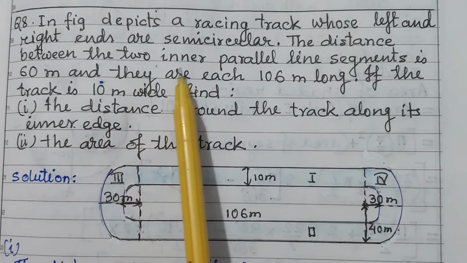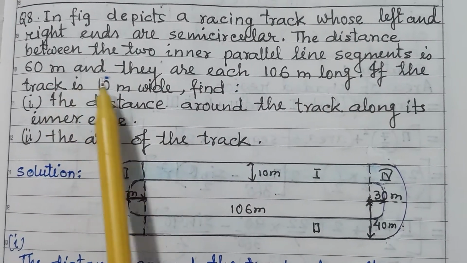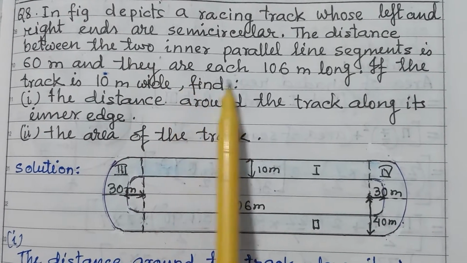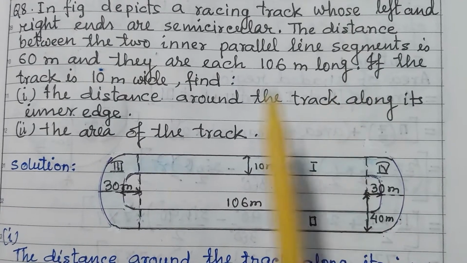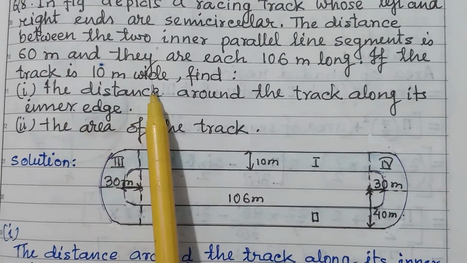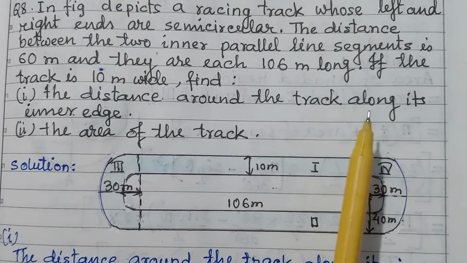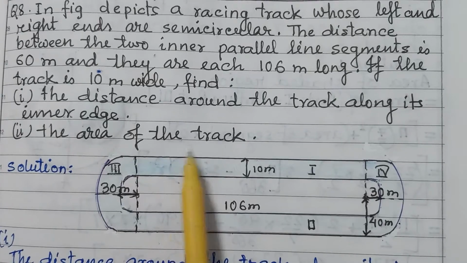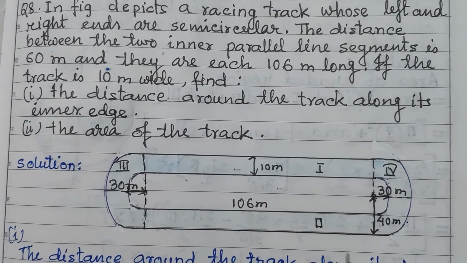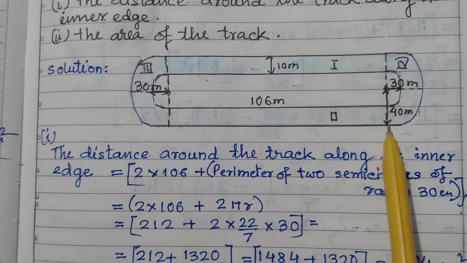The distance between the two inner parallel line segments is 60 meters and they are each 106 meters long. If the track is 10 meters wide, find the distance around the track along its inner edge, and second, the area of the track.